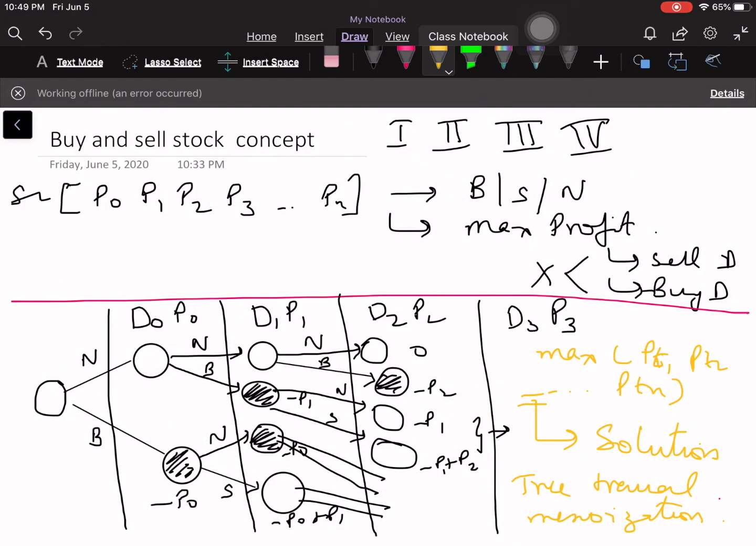We will go further ahead and actually solve the questions one by one on LeetCode, with question number 1, question number 2, question number 3, question number 4, and show how it works.